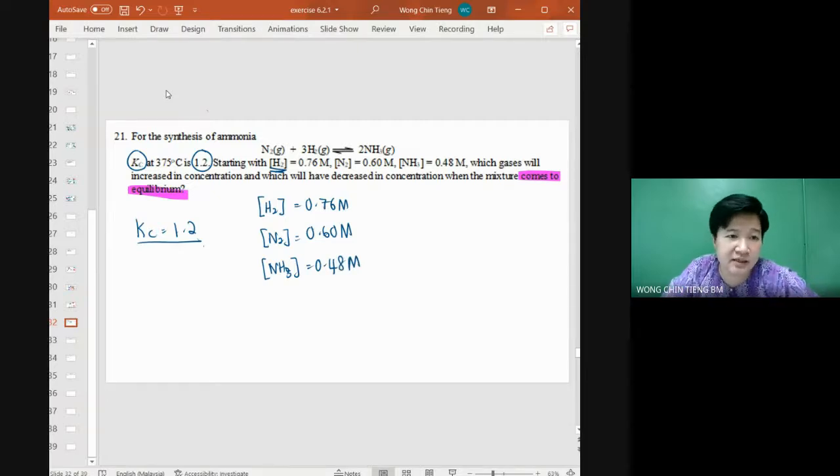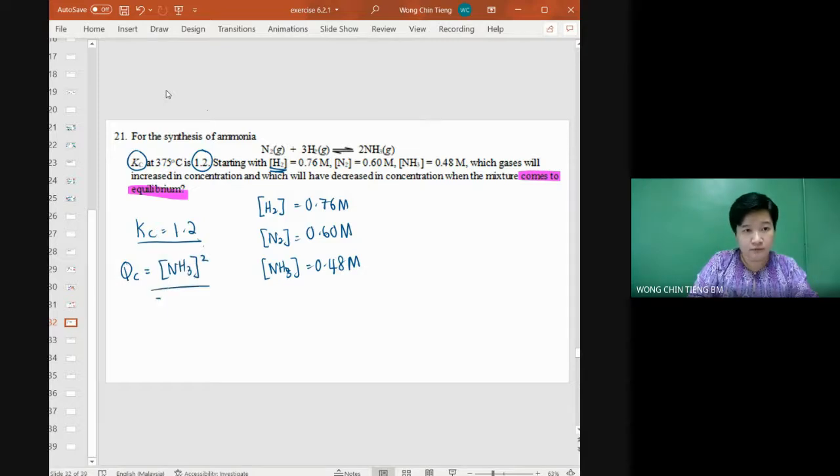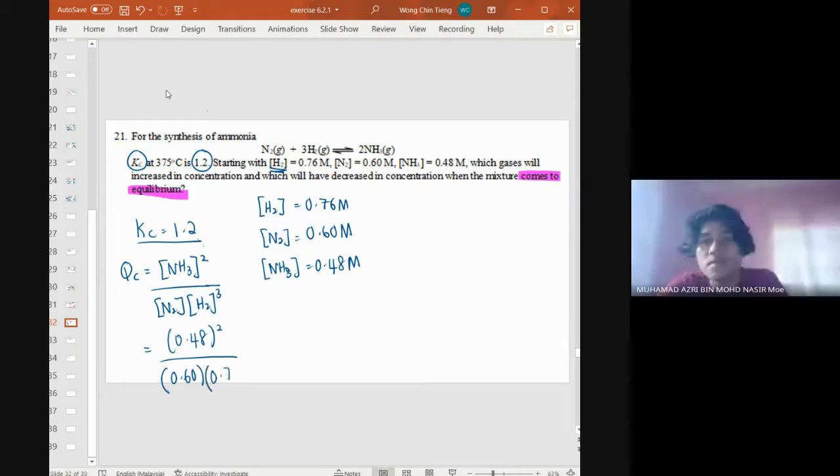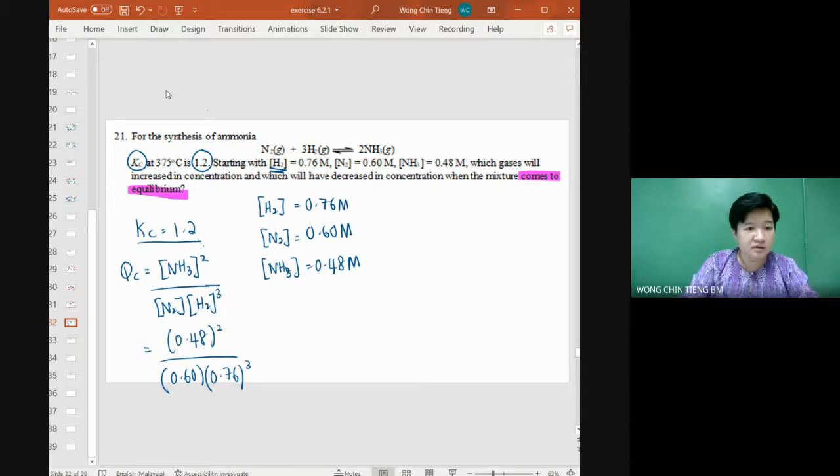Which gas will increase and decrease? Kita kena kira Q dulu lah. So my Q over here, QC equals my ammonia squared over nitrogen, hydrogen cubed. Betul? Saya dapat lebih kecil. Kamu dapat lagi besar ke? Saya salah kira ke? Everybody getting bigger than? No? Smaller. Your QC will be smaller than your KC.